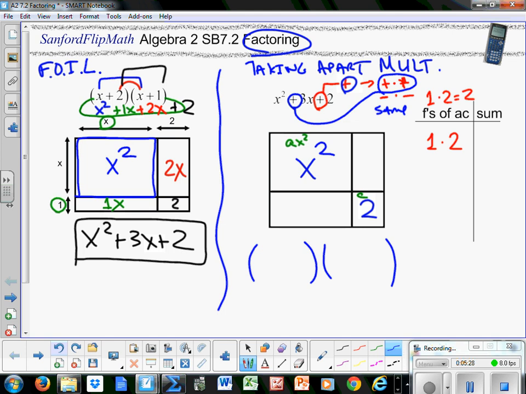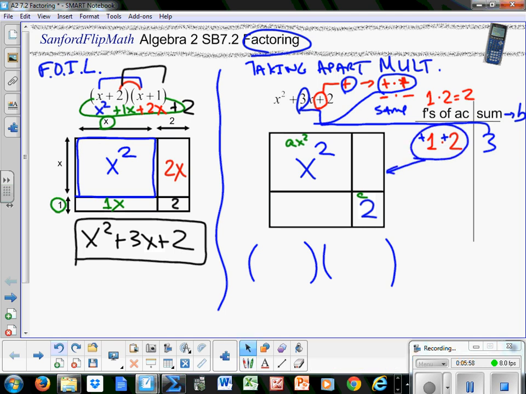So my only possibility for this particular problem is a positive 1 times a positive 2, which happen to add up to 1 plus 2 is 3. What I am looking for is for that middle term to match. There it is. It's the sum, and the hope is that that sum is going to be whatever b is. Okay, so these two numbers go over here. This is going to be 1x, because this is where the middle terms came from, and the other one's going to be 2x. Now, which one goes where? It doesn't matter.